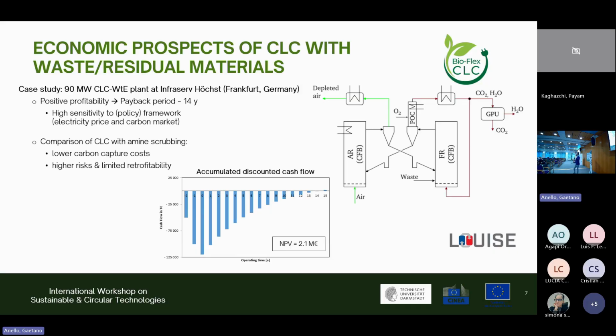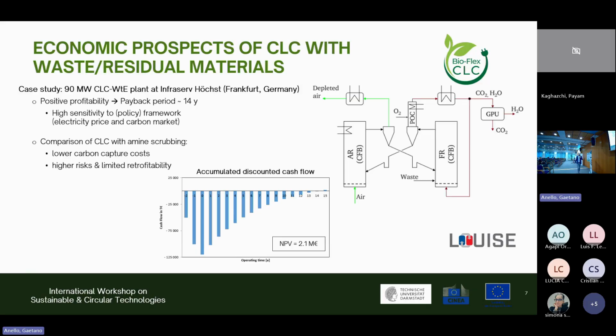And also at the same time, when we compared the CLC process with other carbon capture technologies in this location, so if we assume a framework where we want to capture this carbon dioxide from this plant in some way, then CLC was much cheaper than, for example, amine scrubbing, which is much more mature kind of reference technology for carbon capture here.